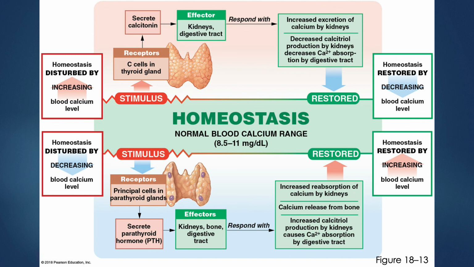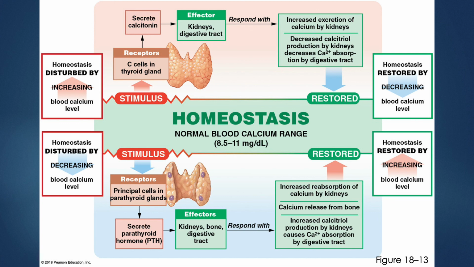And then also the digestive tract will produce increased calcitriol from the kidneys, causing calcium absorption to be increased by the digestive tract. So everything we eat, we can absorb more of it. So in that case, those three steps together will restore our homeostasis to return our blood calcium level to normal.